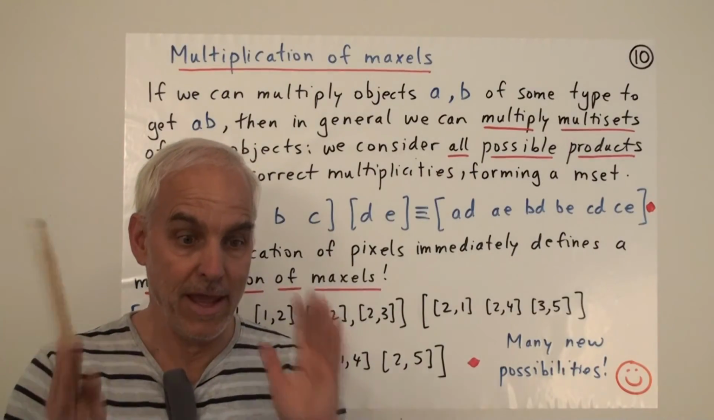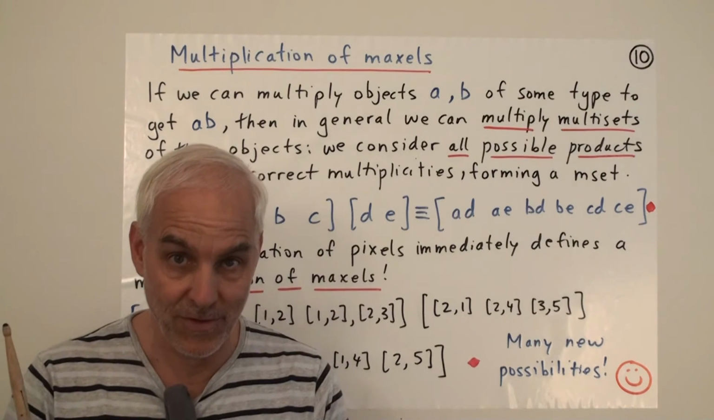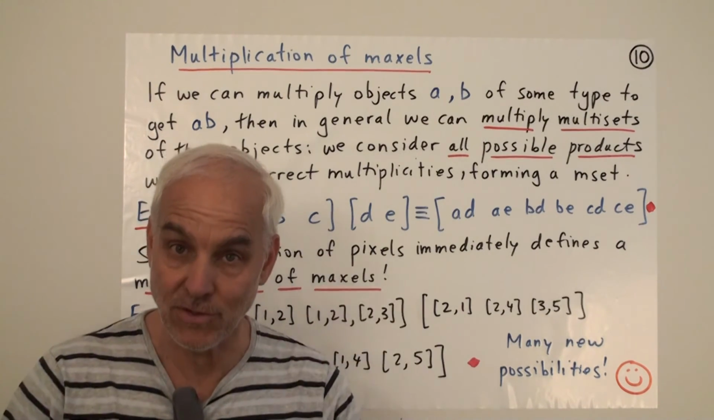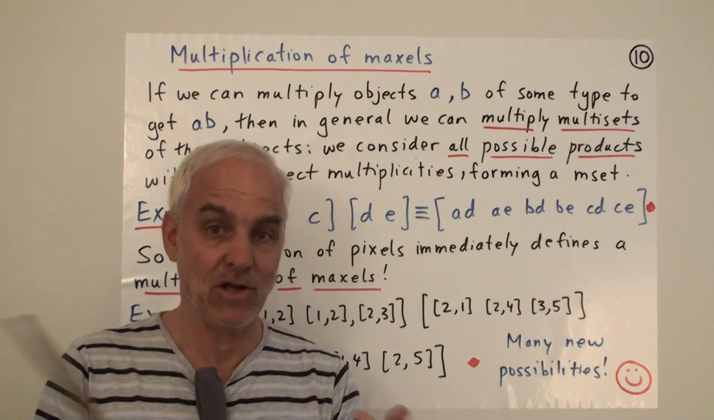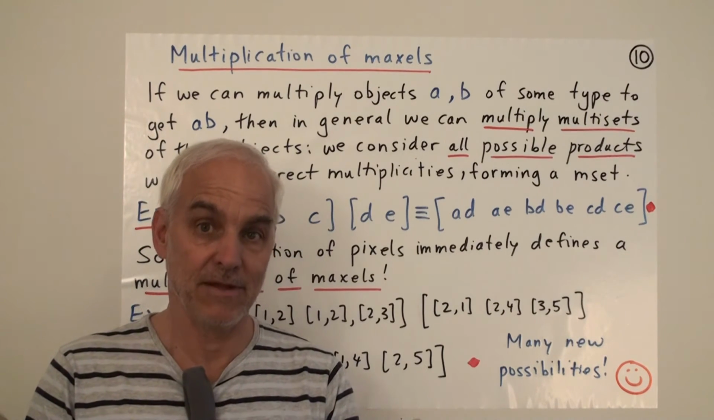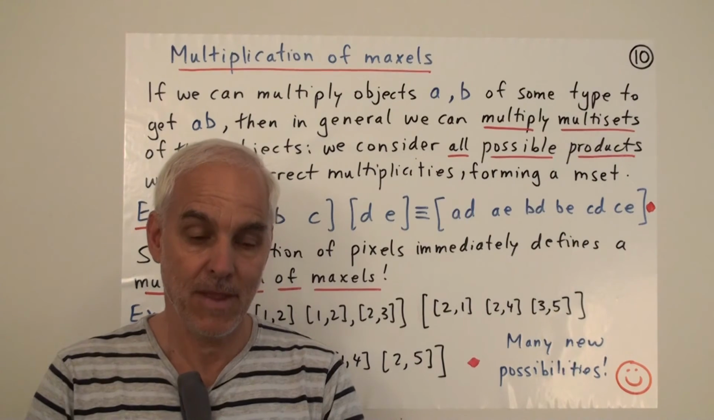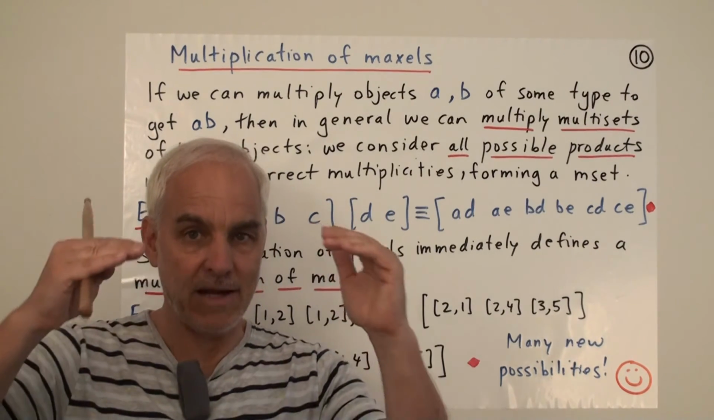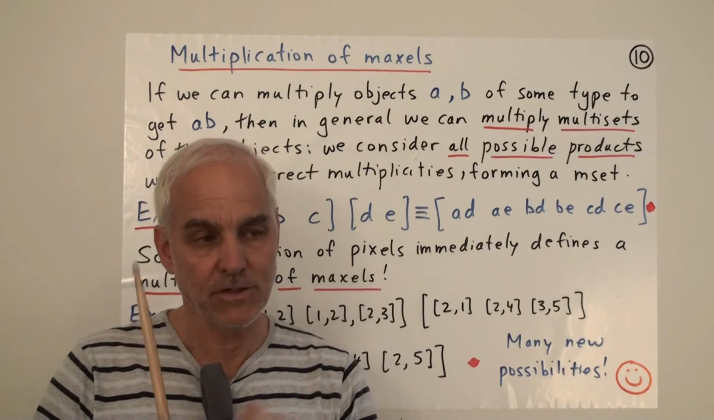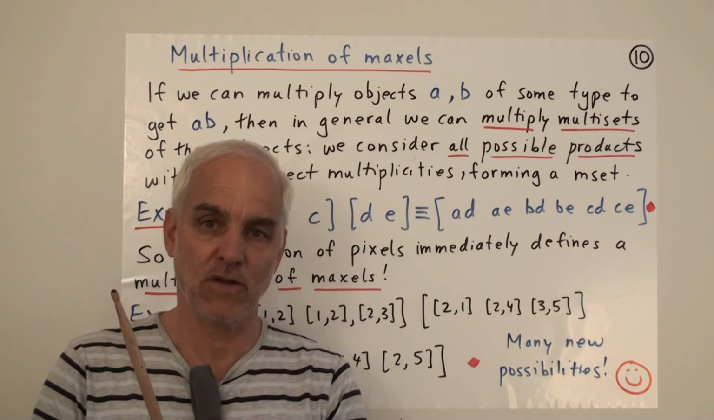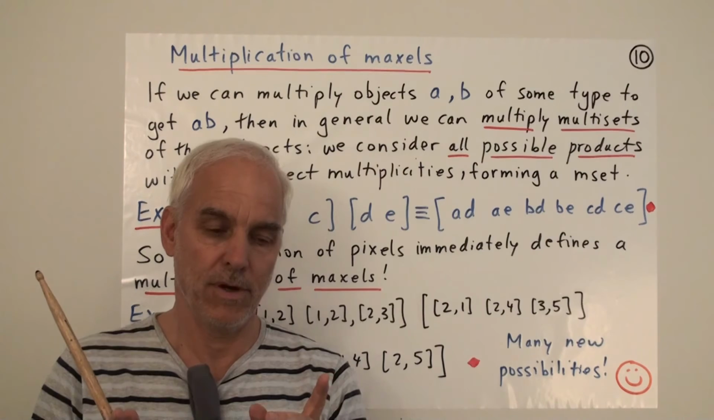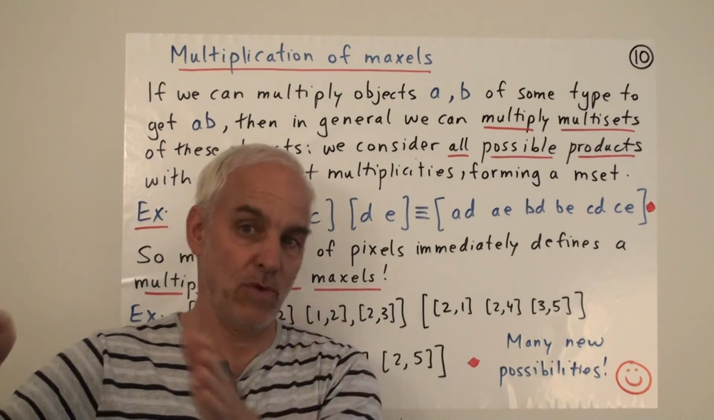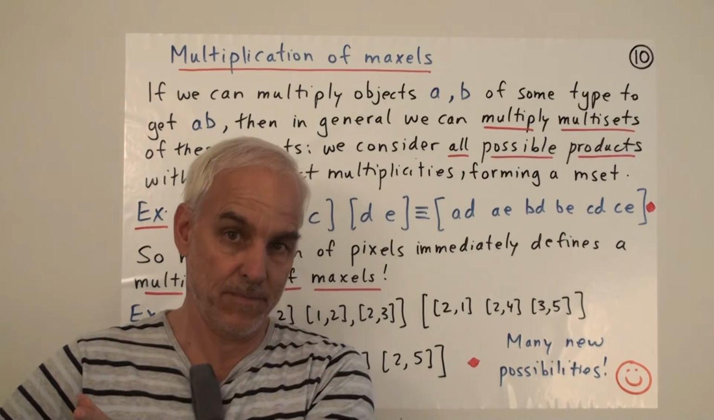Having now a multiplication for pixels, we are going to jack this up to a multiplication for maxels, and that's really where this algebra is happening, at the level of maxels. And to go from this pixel multiplication to the maxel multiplication is really the invocation of a general principle, or it's a definition really that we're going to apply in other situations also later on.